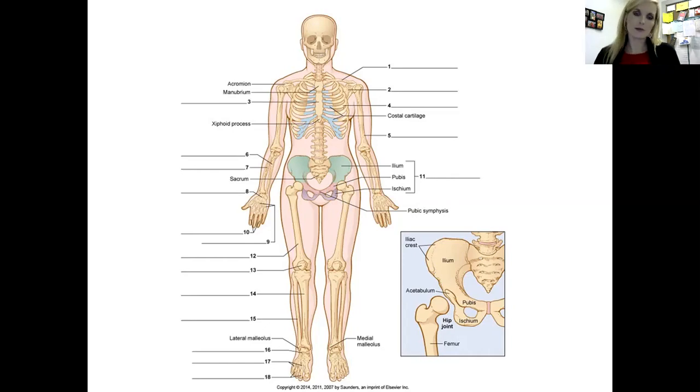And then our lower limb, number 12 is pointing to the femur. Number 13 is pointing to the patella. Number 14, there in the center, is the tibia, and there on the lateral side is the fibula, number 15. Remember tibia and fibula. Number 16 are the tarsals. Number 17 are the metatarsals. And number 18 are the phalanges. So there's our diagram of the skeleton.